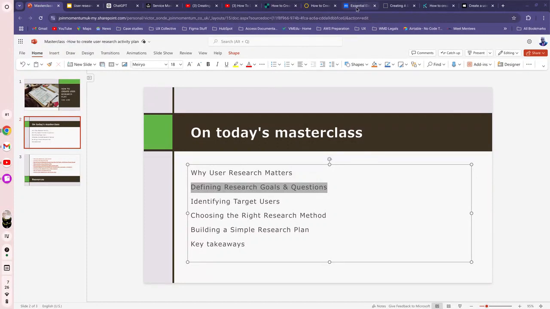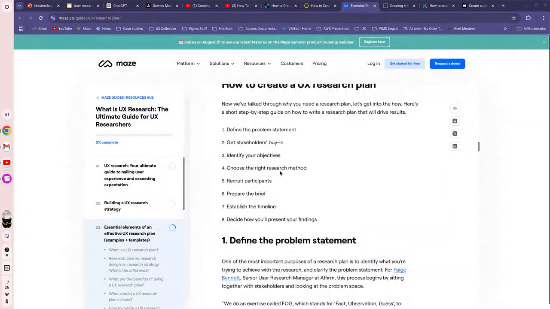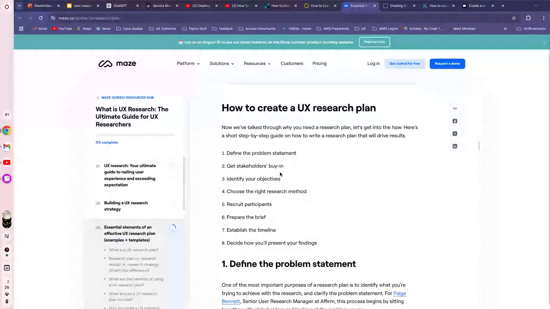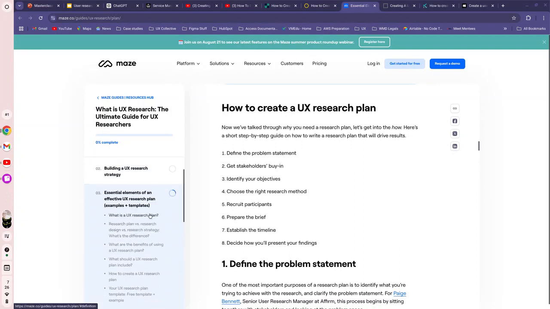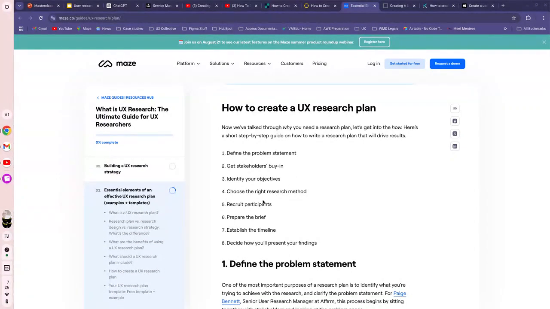Now, let's look at Maze. I like these guys a lot. Maze is really good. We use Maze a lot in Join Momentum for user research, usability testing, and whatnot. It's really great. If you've not come across it, you will come across it at some point in Join Momentum.